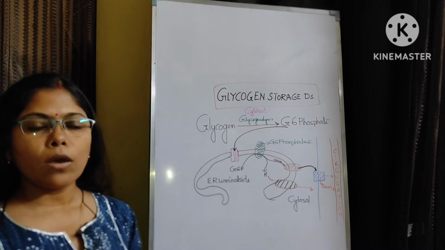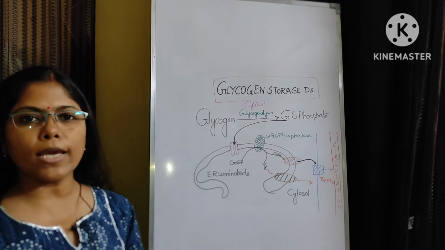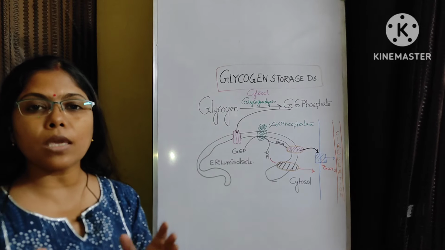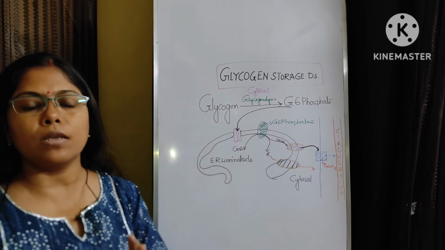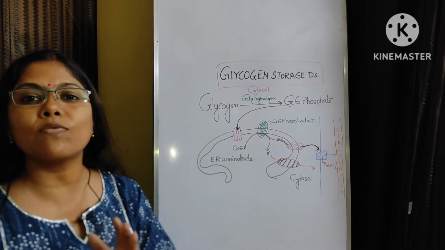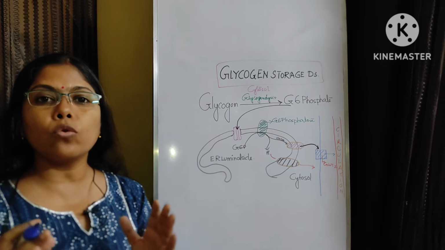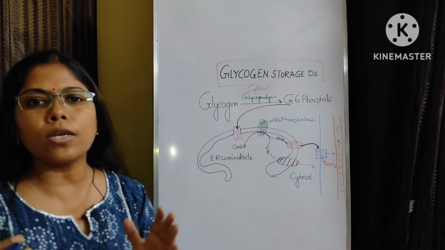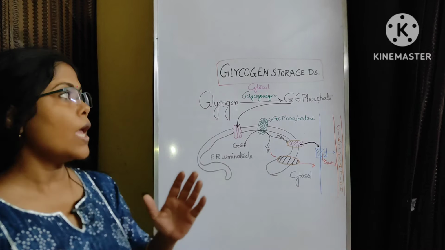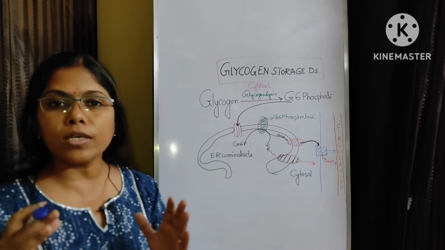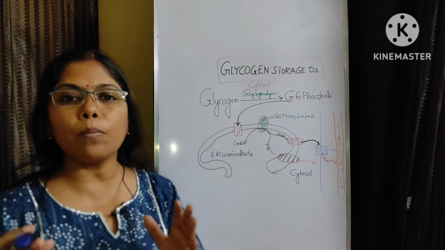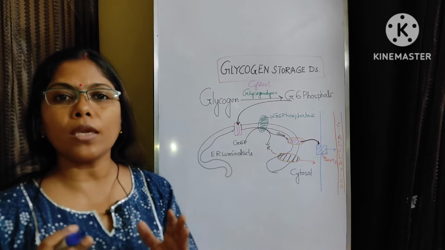Now we know that glycogenolysis, that is the catabolism of glycogen, mainly takes place in the liver and the muscle. But in the muscle, the end product is only glucose 6-phosphate. Why? Because glucose 6-phosphatase is normally absent in the muscle. Now what will happen in the liver? In the liver, the further catabolism of this glucose 6-phosphate will take place in the endoplasmic reticulum.